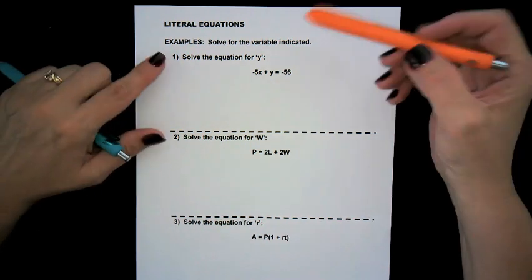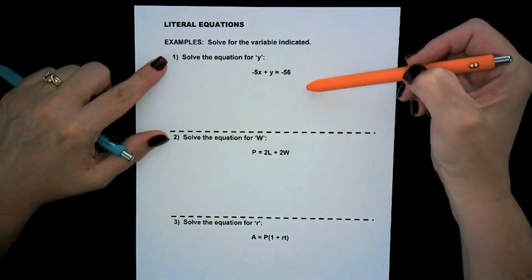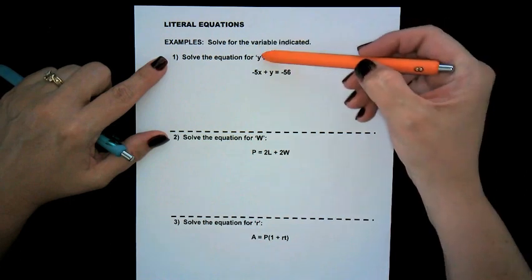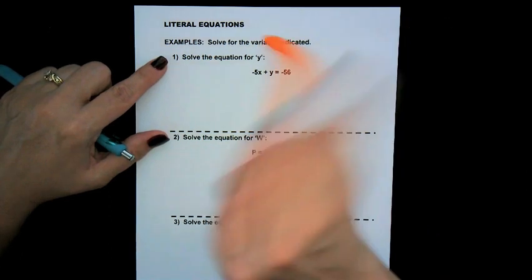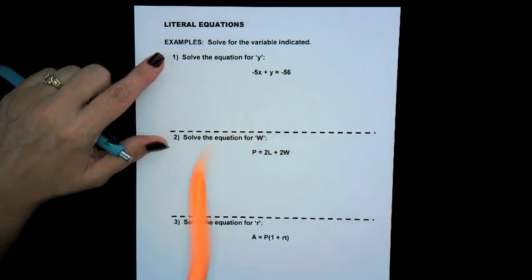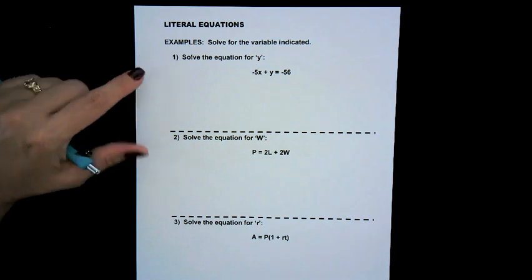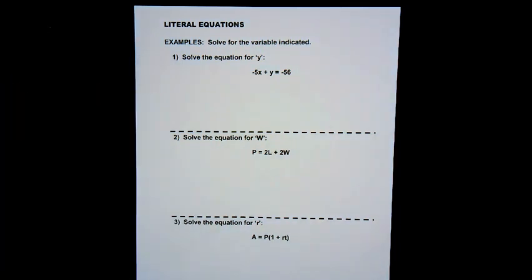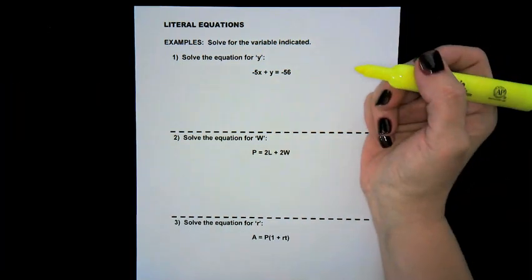In this video, we're going to look at literal equations. Now, literal equations are going to have more than one variable in them. We're going to be told which variable we will need to solve for. When we are told the variable we need to solve for, that's simply telling us which variable we need to get alone. All right? So, I like to take my highlighter and highlight that variable.